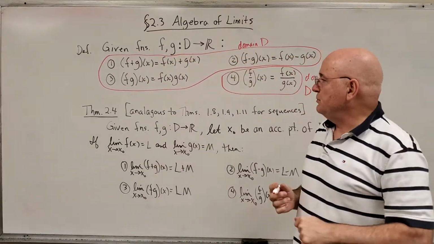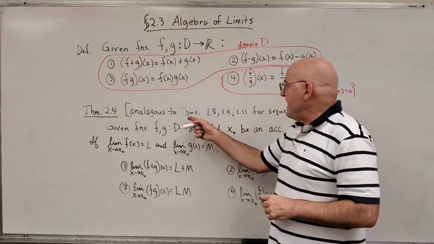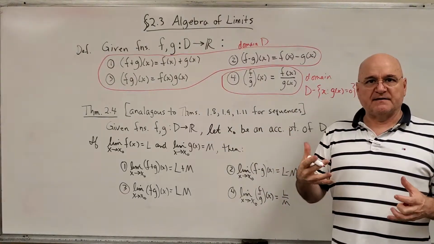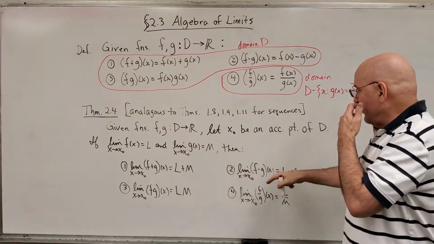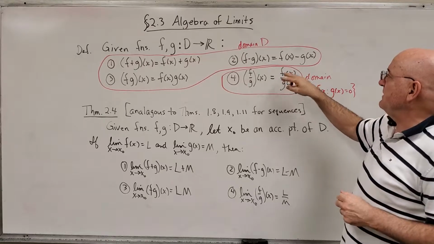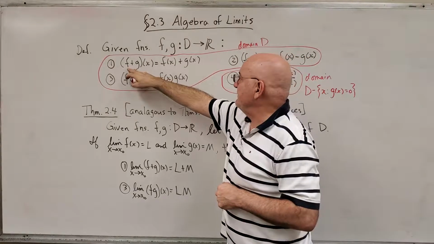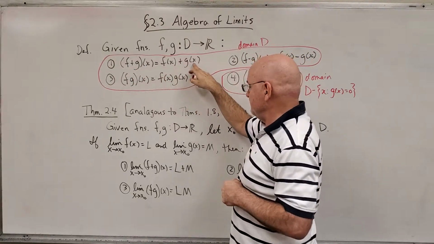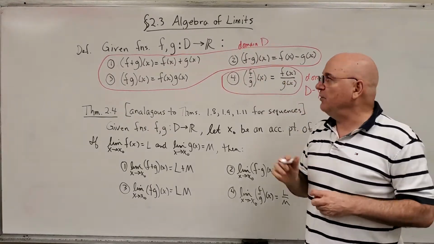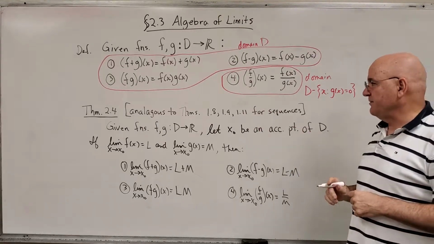Now we'll move on to Theorem 2.4. And it is analogous to Theorems 1.8, 1.9, and 1.11, but for sequences. So I encourage you to go back and take a look at those sequences. Notice there are 4 parts to this theorem, but there are only 3 sequences. Well, just like in this definition, I believe the book left out the f minus g, and they just assumed that it's understood that if f plus g of x is equal to f of x plus g of x, then f minus g of x would be f of x minus g of x. So this one was left out in both cases. That's why there's not four corresponding theorems here.